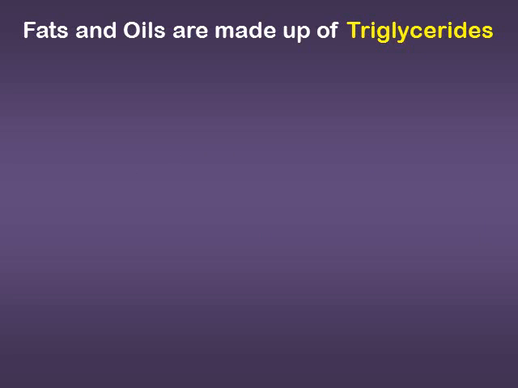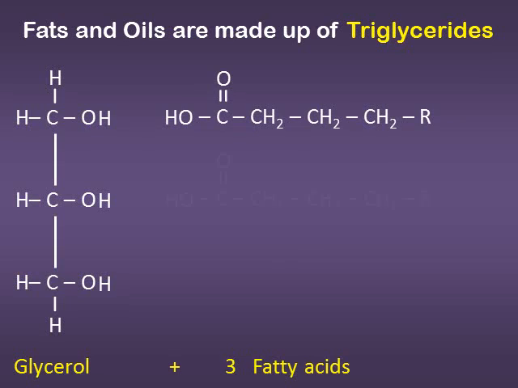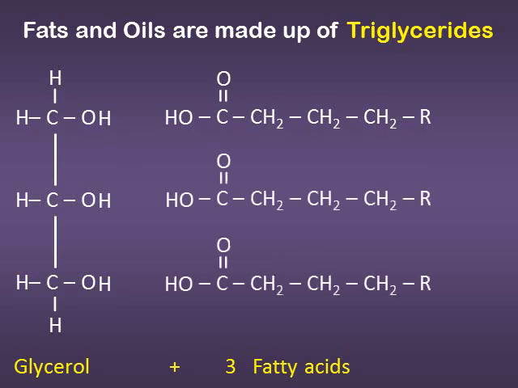Now, the basic unit of fats and oils are triglycerides. This isn't quite the same as the monomer-polymer system of the other group of organic molecules. But let's go over their structure now. Glycerol is one part of triglycerides. The other is 3 fatty acids, you can see here.